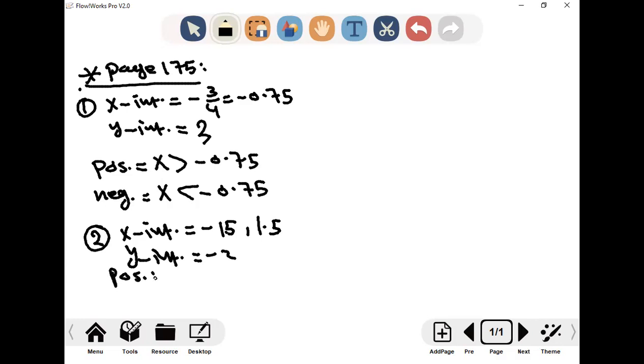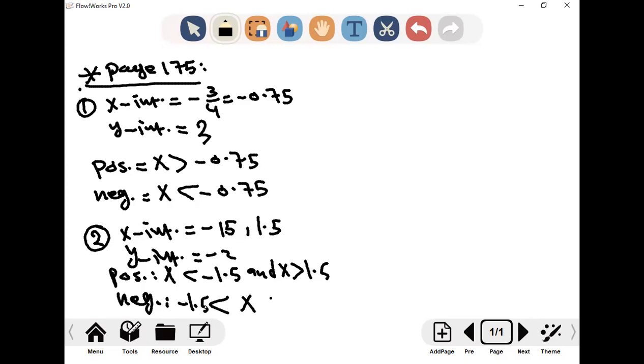Where positive? When x less than negative 1.5 and x more than 1.5. And negative, it's between them, right? You can write x between 1.5 and negative 1.5, or you can say x more than negative 1.5 and less than 1.5. You can say this, and you can say x is between negative 1.5 and 1.5. Done? Done.